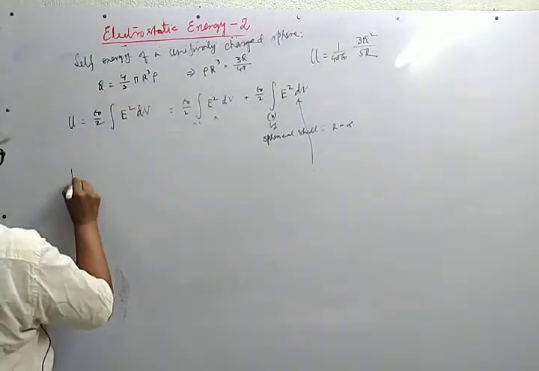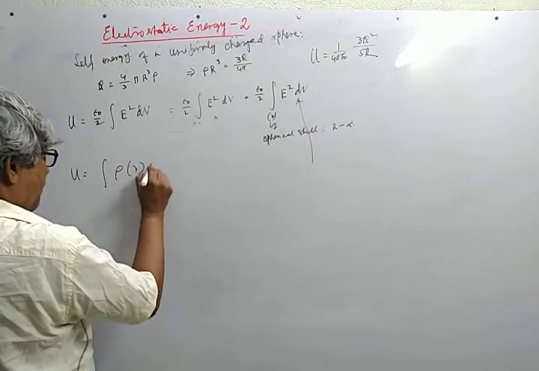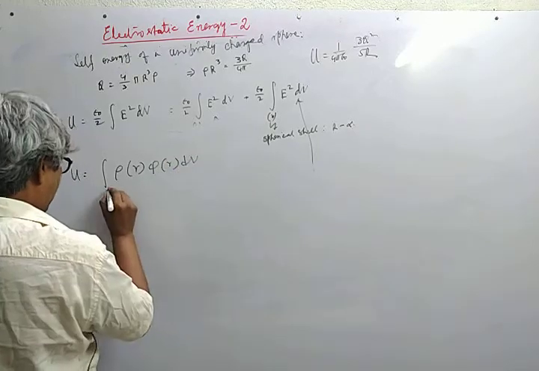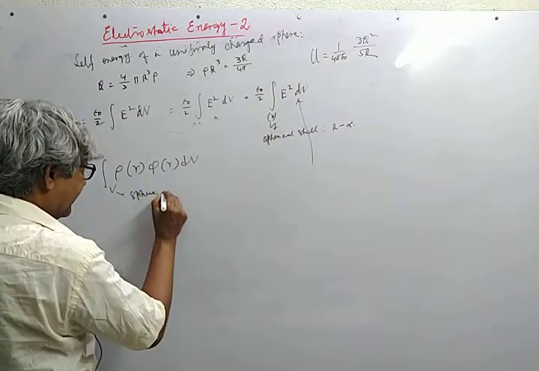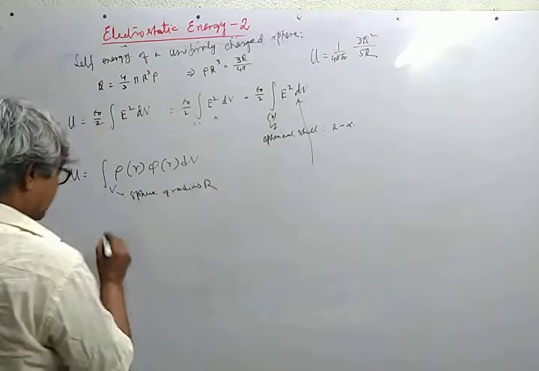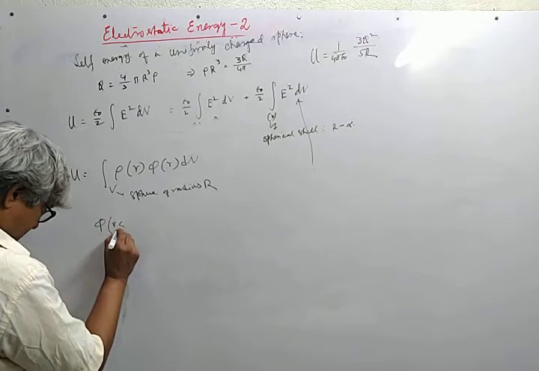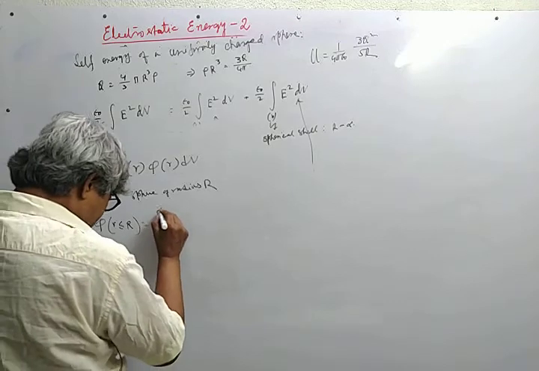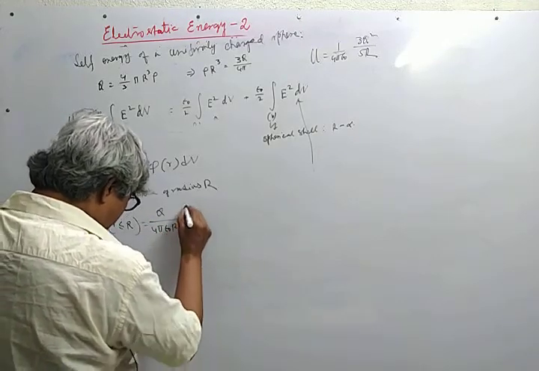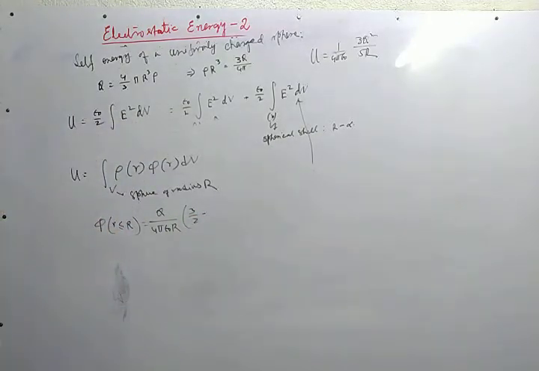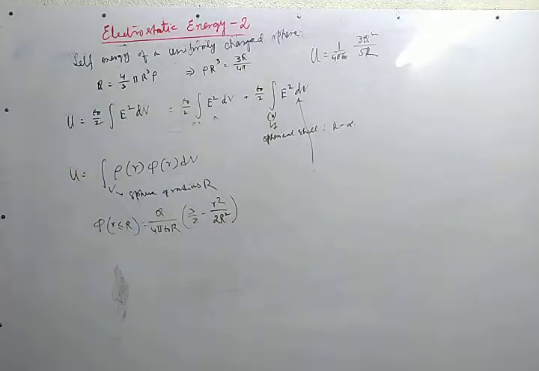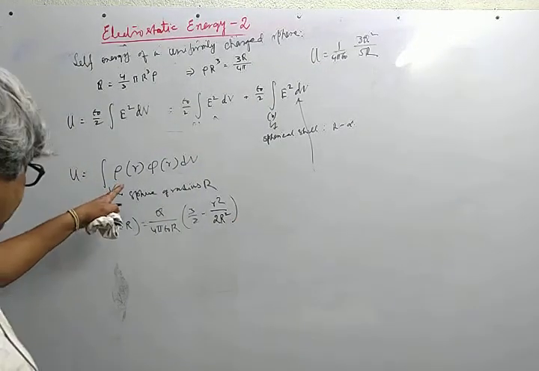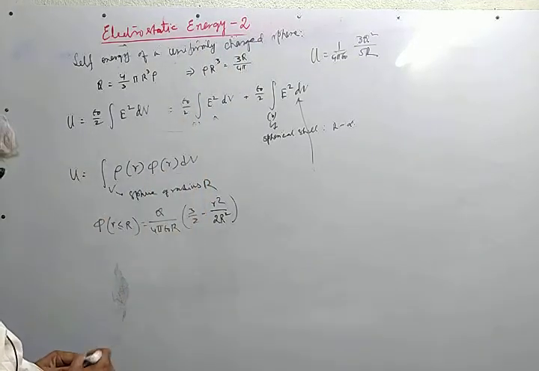Yet another way of calculating this is to use another expression for internal energy or interaction energy: U is equal to half integral of rho of r phi of r dv, integrated over the volume. This time integration is performed over a sphere of radius R. So the phi for an internal point, r less than or equal to R, is q upon 4 pi epsilon 0 R, 3 by 2 minus r square by 2 capital R square. This is the expression for the potential at an internal point, and rho is constant. If we use this, again we will come to this expression.